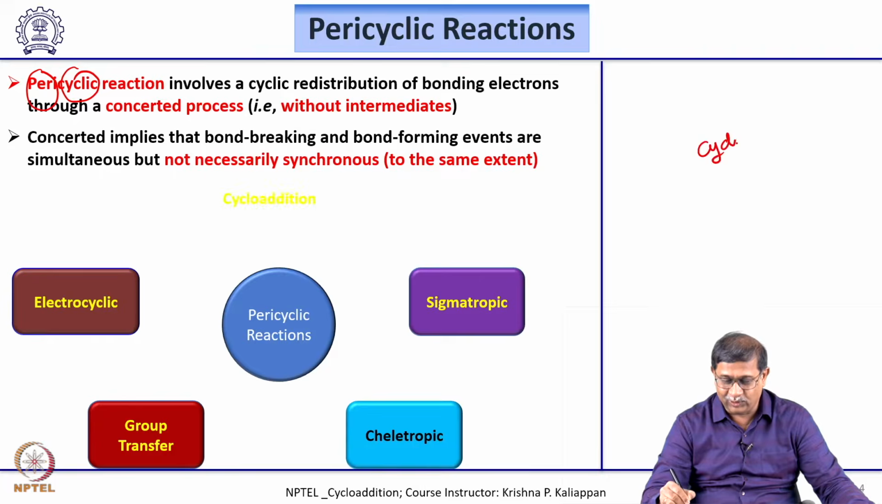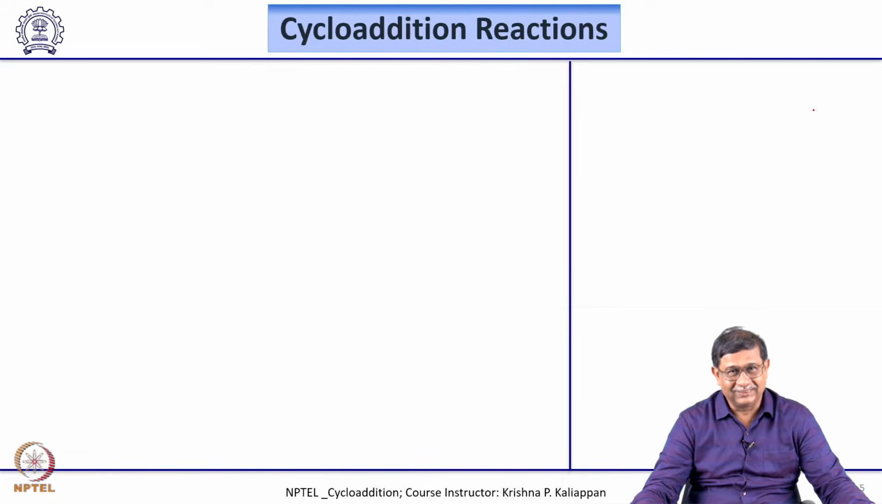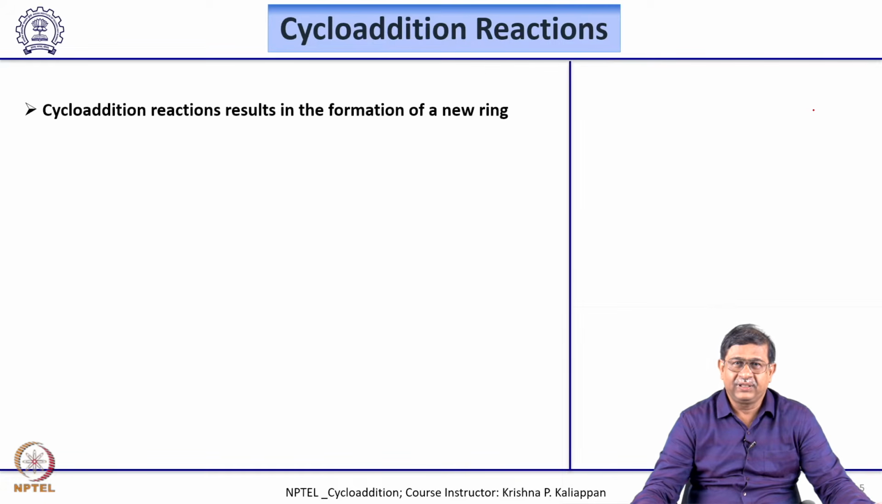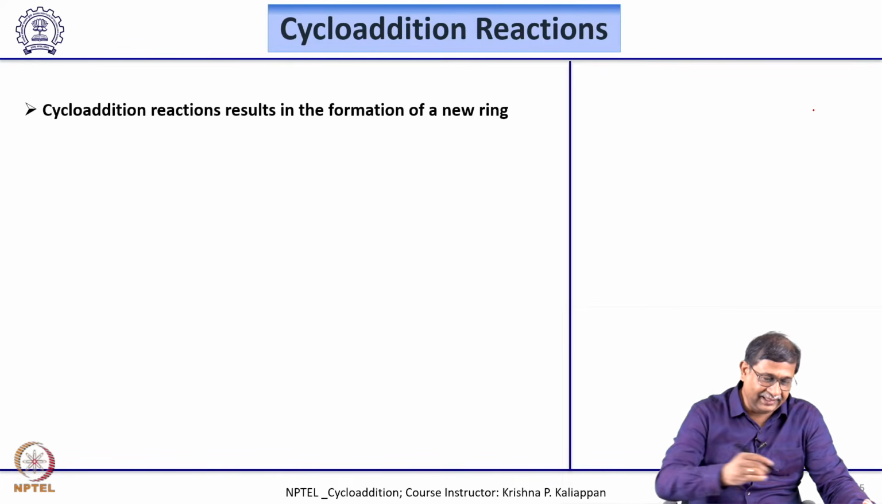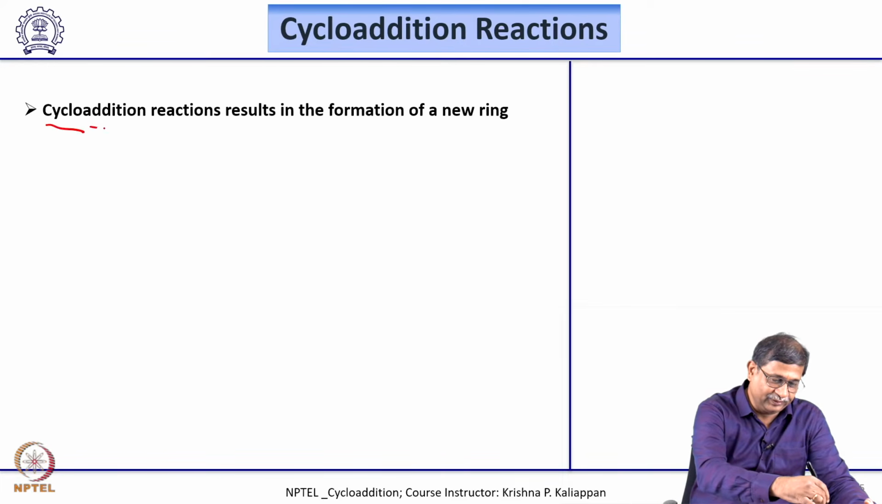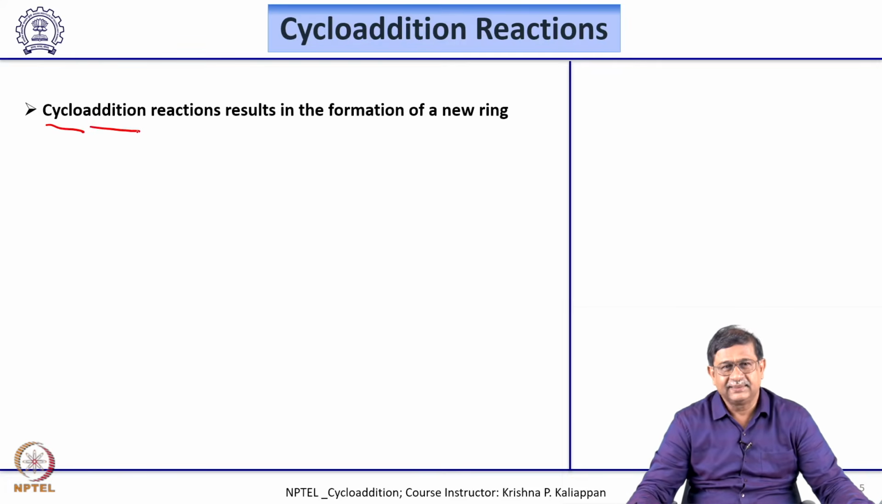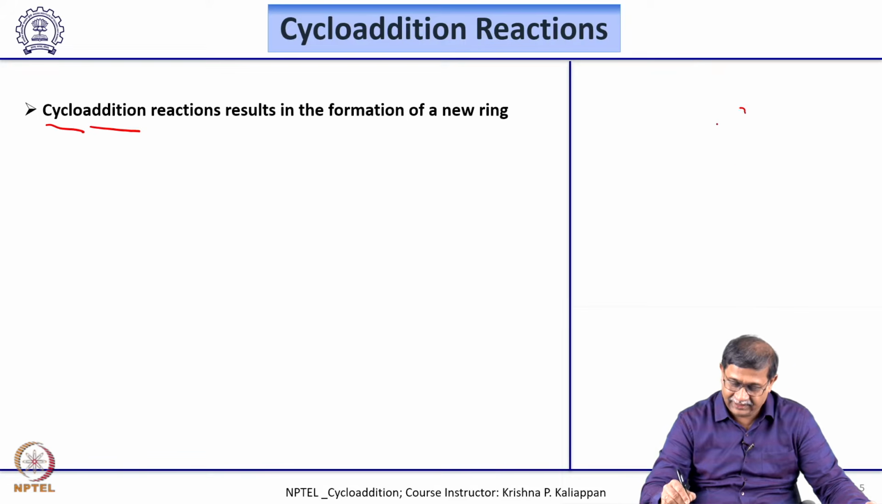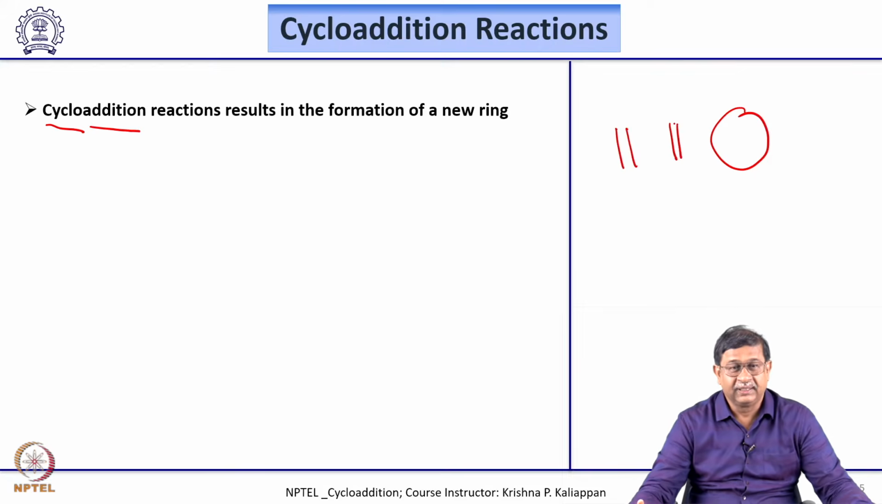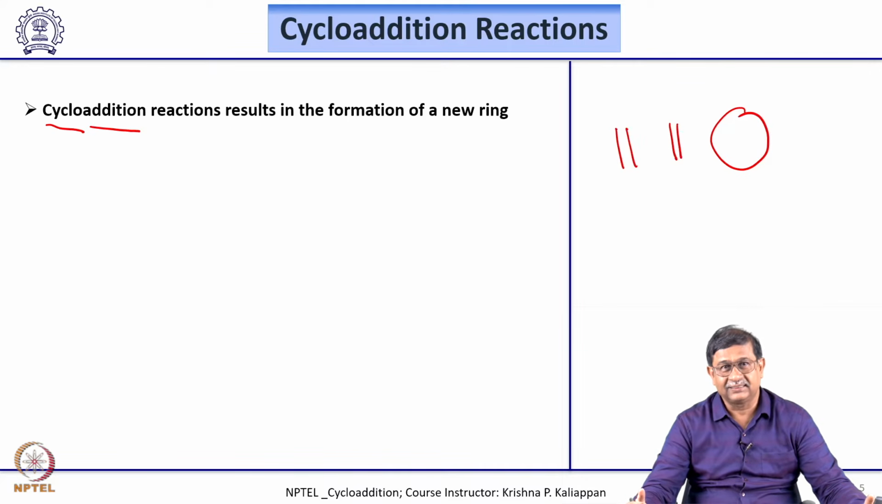What we are going to do is focus only on cycloaddition, and from the next slide onwards we will discuss more about cycloaddition reaction. When we talk about cycloaddition, the name itself means that two substrates undergo addition reaction to form a cycle, or a new ring is formed in this reaction. A ring is formed. It can be two different substrates reacting under a concerted process to form a ring.